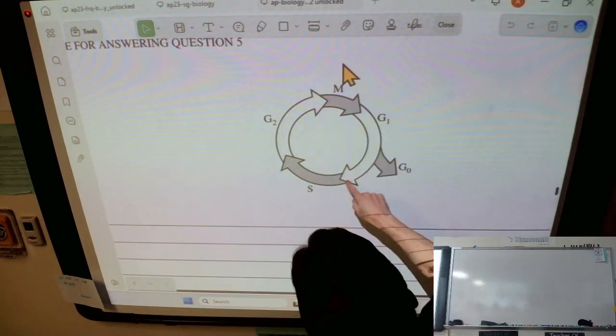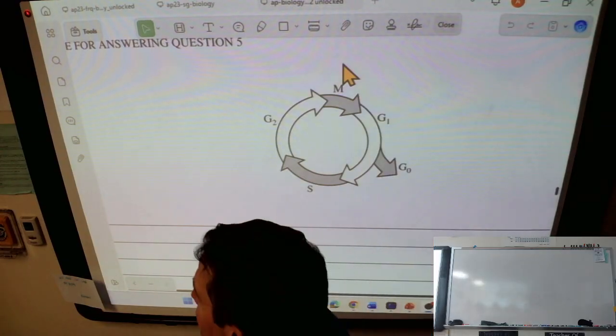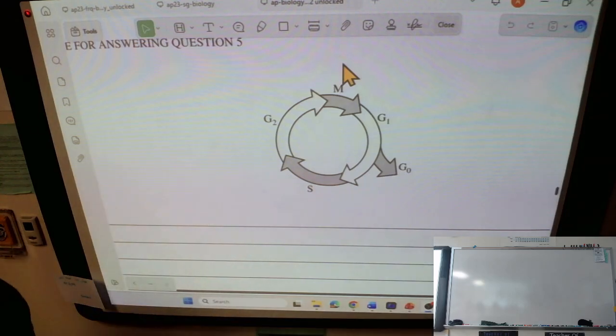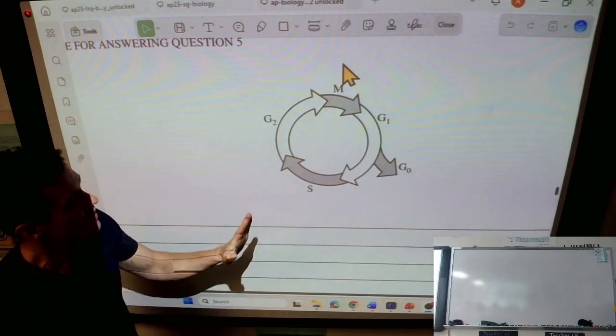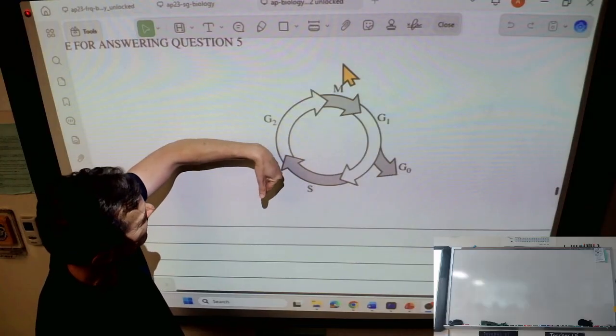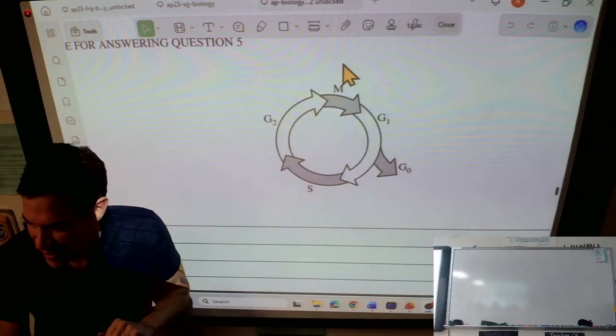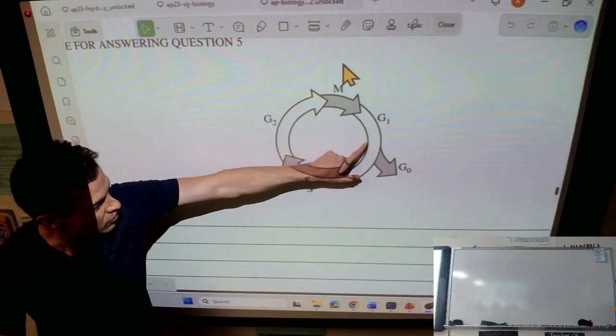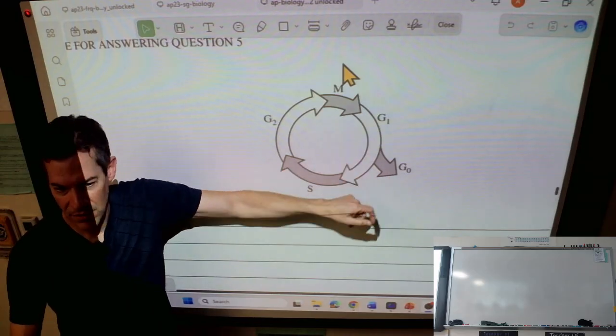There are checkpoints along the way. So it's not necessarily a checkpoint, because I've got checkpoints in G1 and in the S phase and around here in M. What's happening? What's it trying to show right here? Yeah.